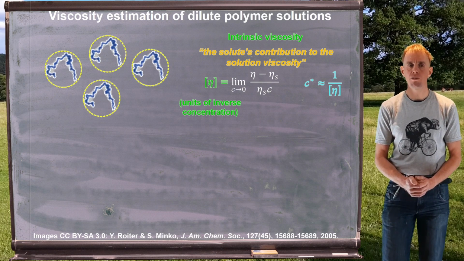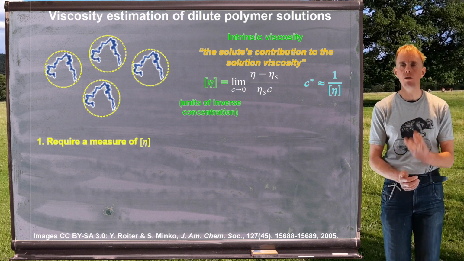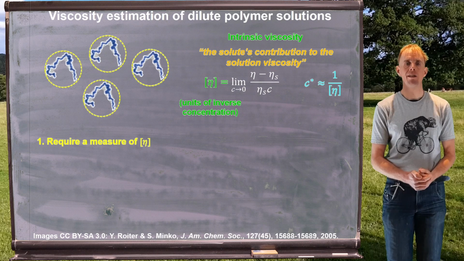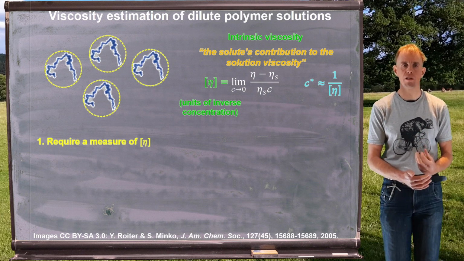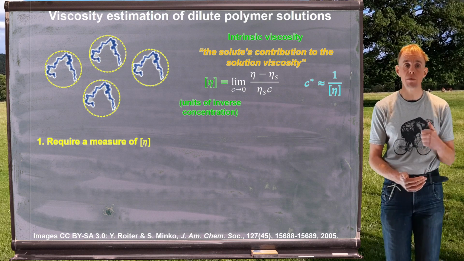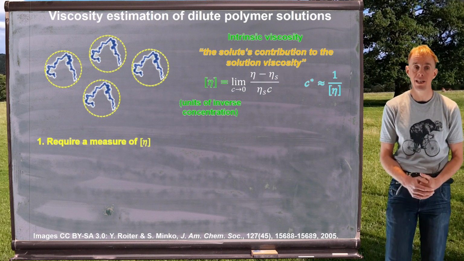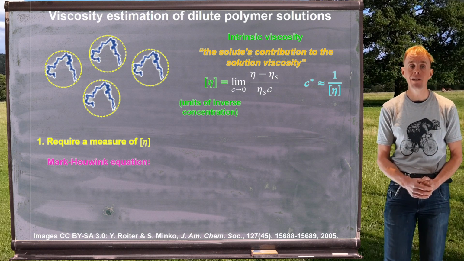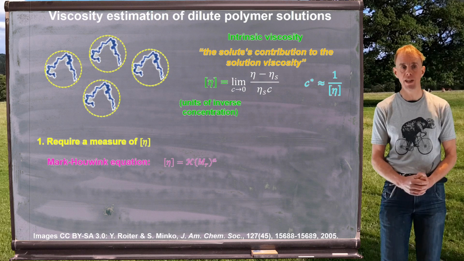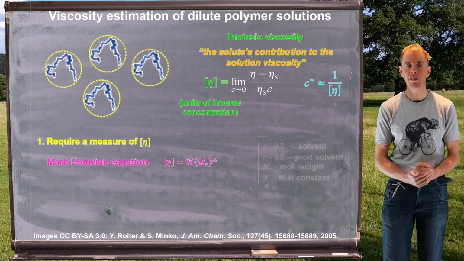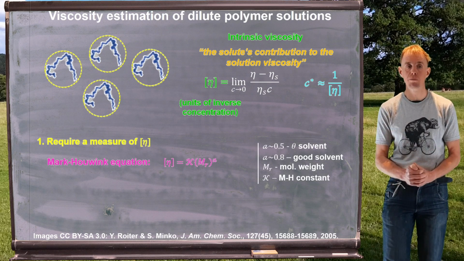So that's the intrinsic viscosity. Now we can use the intrinsic viscosity to get a measure of the shear viscosity. And so it's a two-step process. Firstly, we need to be able to estimate what the intrinsic viscosity of a certain polymer solution is. And there's the Mark-Houwink equation we can use for that. And the intrinsic viscosity is equal to the expression that I put on the board.